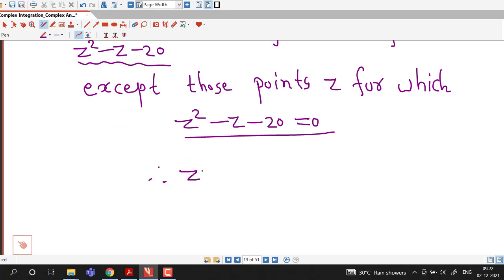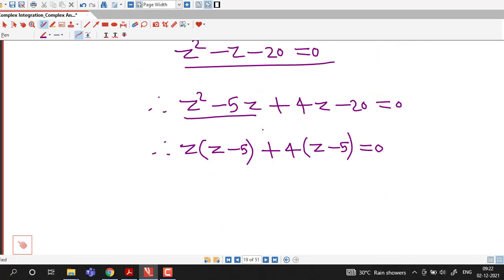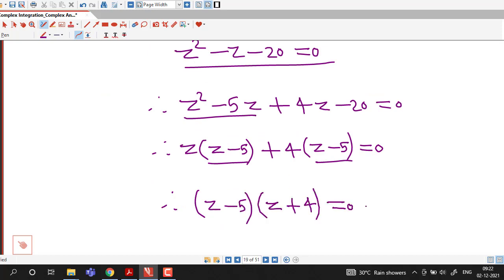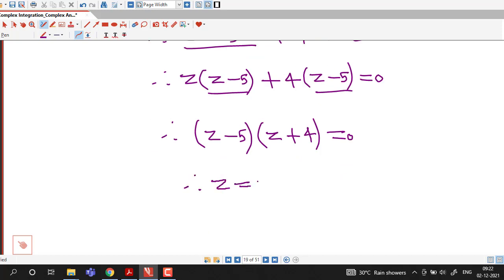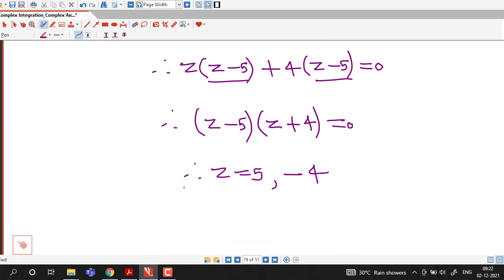We can rewrite minus z as minus 5z plus 4z minus 20 equal to 0. Here we can take z common, so we have z minus 5. Here we can take 4 common, so we have z minus 5 equal to 0. And now we can take z minus 5 common, so z minus 5 times z plus 4 equal to 0. So the points where the given function is not analytic are z equal to 5 and minus 4. So this function is not analytic at z equal to 5 and minus 4 only.